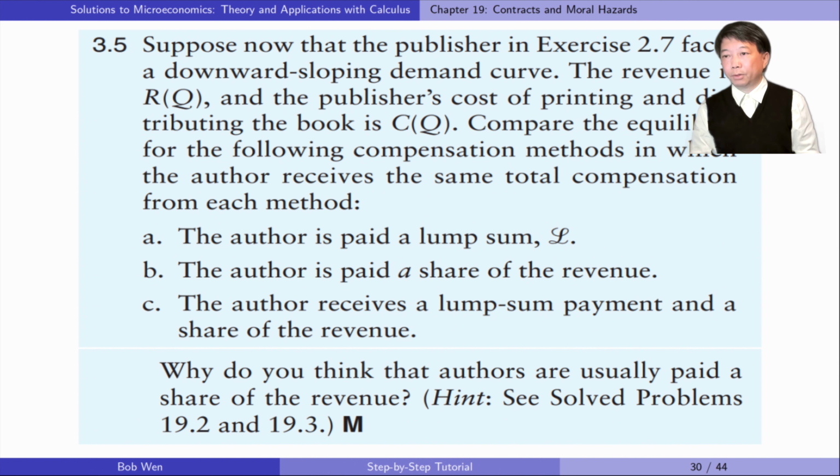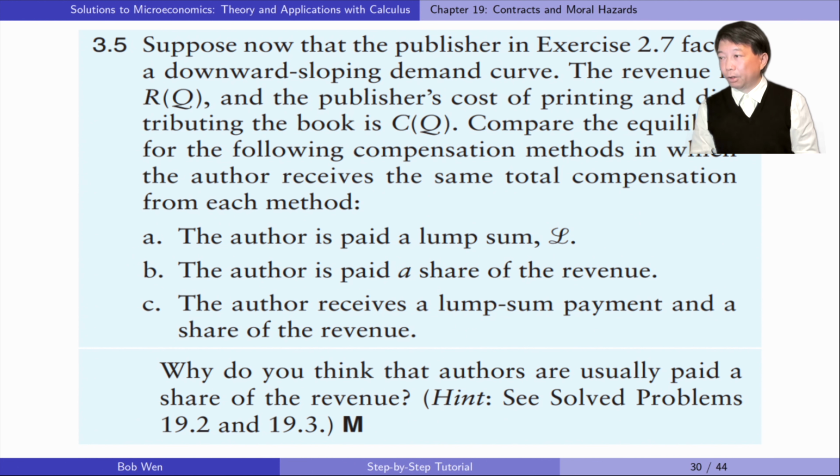Let's go to exercise 3.5. Suppose now the publisher in exercise 2.7 faces a downward-sloping demand curve. The revenue is RQ, and the publisher's cost of printing and distributing the book is CQ. Compare the equilibria for the following compensation methods in which the author receives the same total compensation from each method.